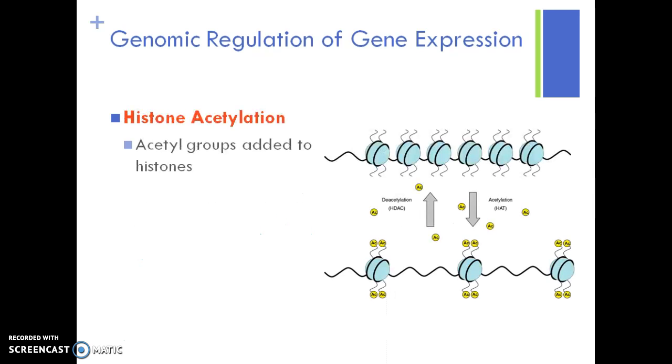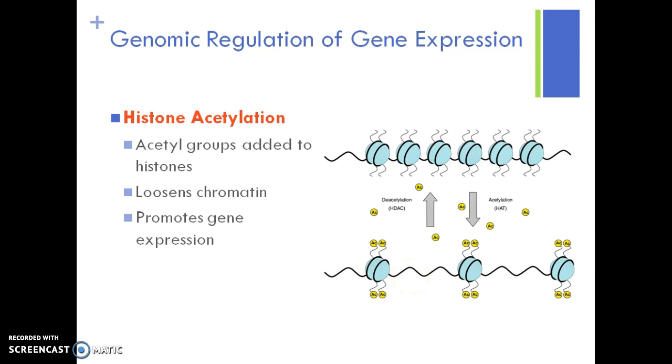There's another process called histone acetylation, and this is where we add acetyl groups to our histones, the proteins, and what that's going to do is loosen up the chromatin. Here you can see it's really tightly bound around the histones. Once we've added those acetyl groups, the DNA uncoils a little bit, and now there's some space for us to access the DNA. So our transcription factors can bind, the RNA polymerase can bind, and therefore it's going to promote gene expression.